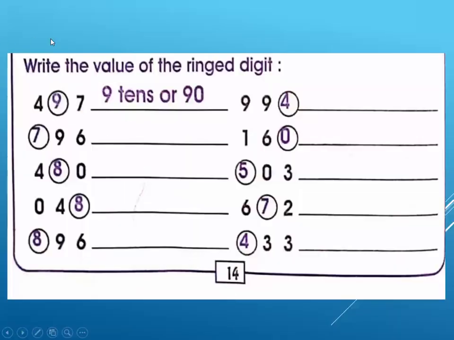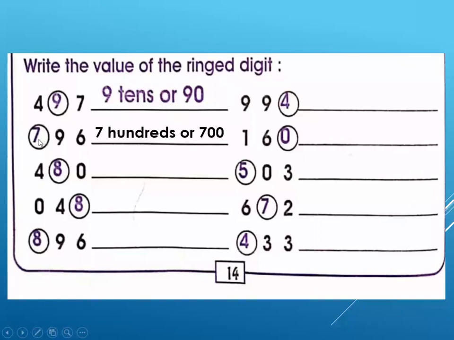Open page number 14. You will also write this page. Write the place value of the ringed digit in these 3-digit numbers. 9 is in the tens place. First place is hundreds place, second place is tens place, and third place is ones place. So the value of the ringed digit is 9 tens. 9 tens means 90.